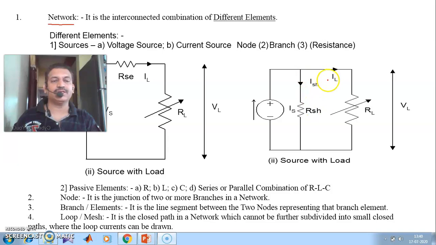Even across these two points, you have RL connected. So RL is the branch. Even the current source is present, so that current source is a branch. So this is the third definition.